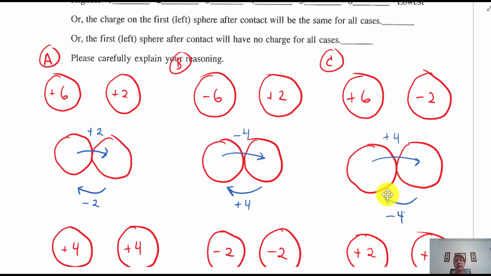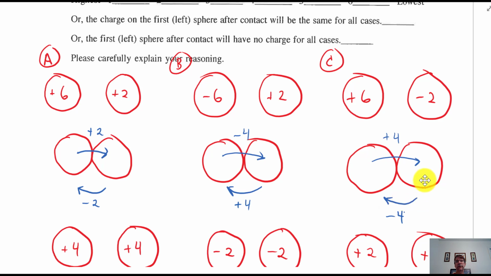Sorry, let me restate that. The electrons leave the right-hand sphere. Okay, the electrons are leaving the right-hand sphere, coming over to the left-hand sphere, say negative 4 electrons. That's what leaves the right-hand sphere positive, right? And it neutralizes 4 of the plus charges on the left.